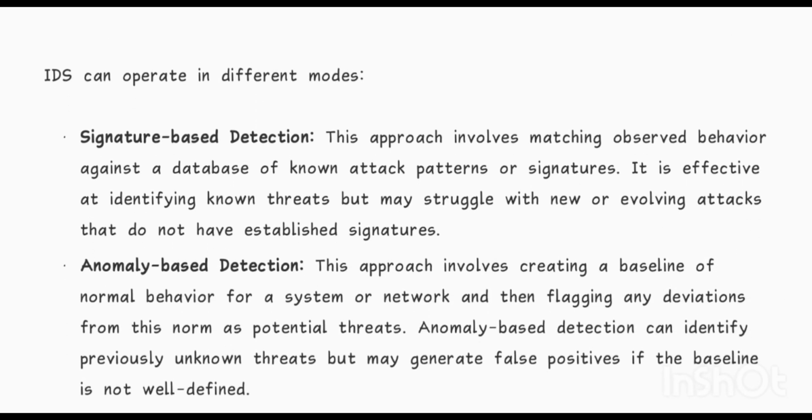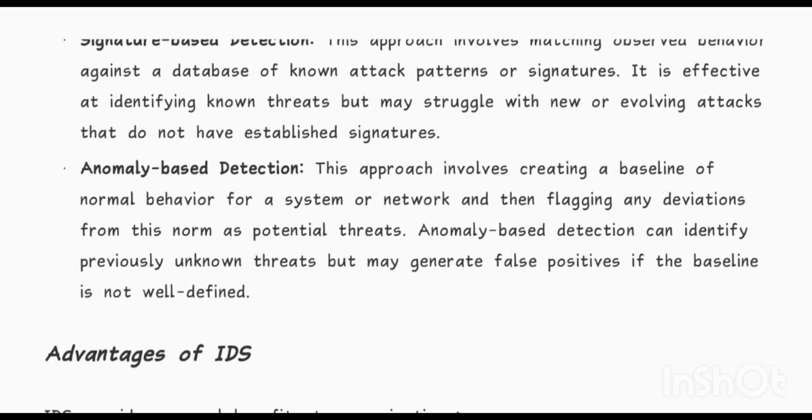Signature-based detection. This approach involves matching observed behavior against a database of known attack patterns or signatures. It is effective at identifying known threats, but may struggle with new or evolving attacks that do not have established signatures. Anomaly-based detection. This approach involves creating a baseline of normal behavior for a system or network and then flagging any deviations from this norm as potential threats. Anomaly-based detection can identify previously unknown threats, but may generate false positives if the baseline is not well defined.